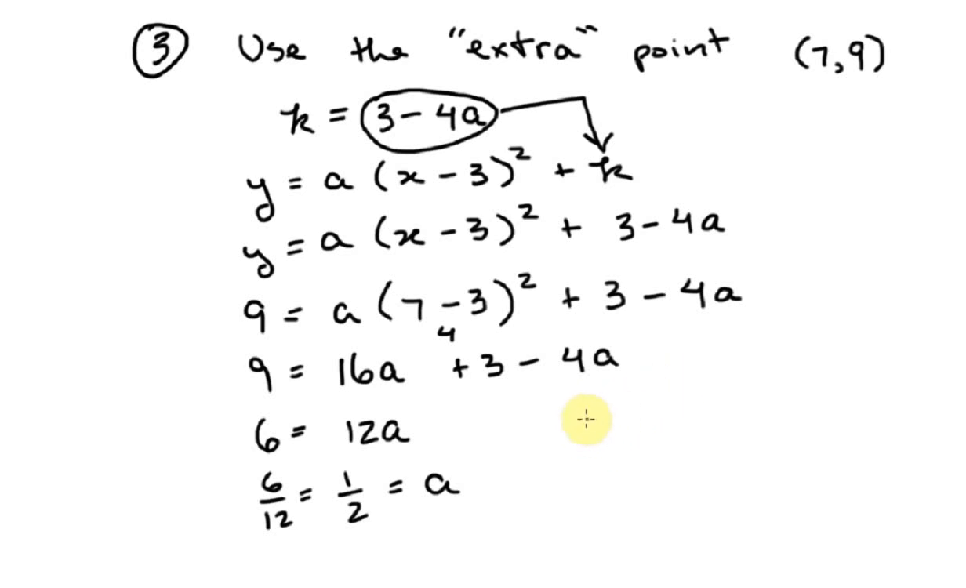I'll just clear the screen. We know a is 1/2, so let's keep that in mind, and we're going to use this expression I just pointed out before I cleared the screen. k is simply 3 minus 4 times a, and we know a is 1/2. So this is step 4, and this is called find k.